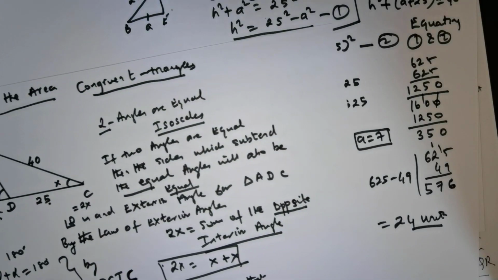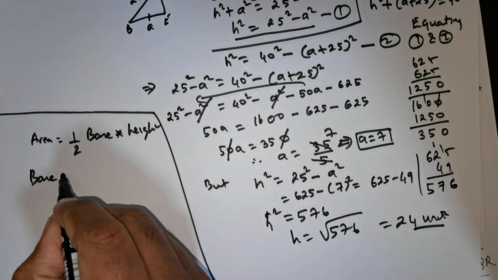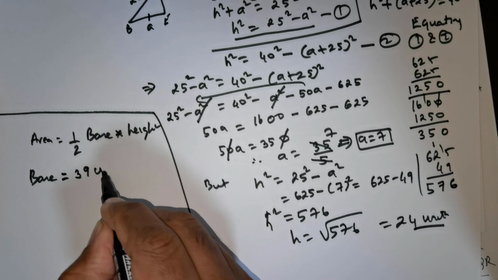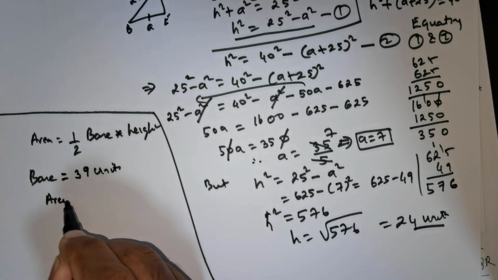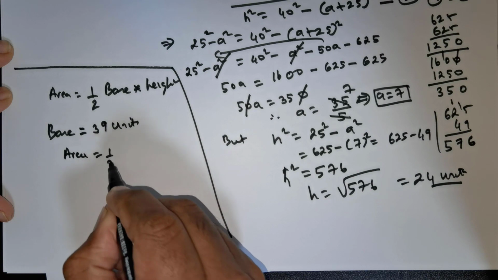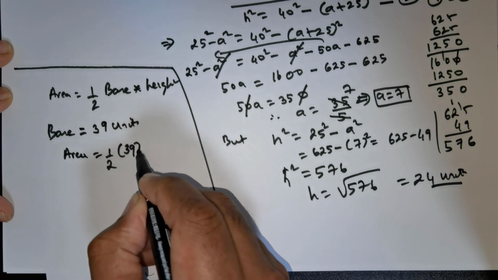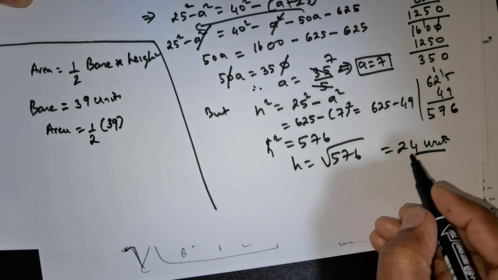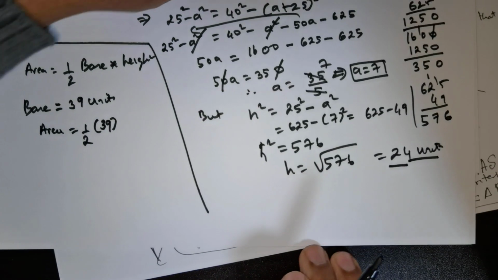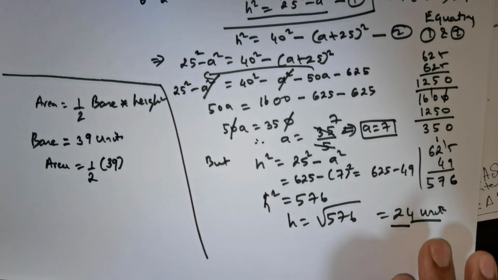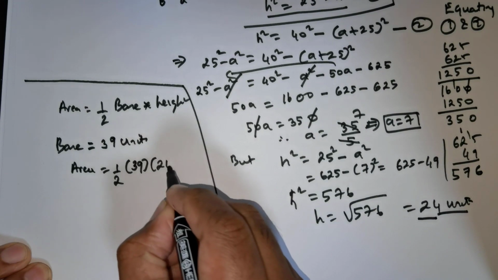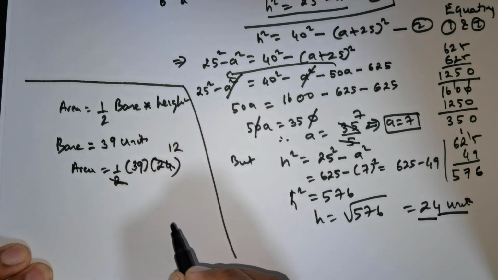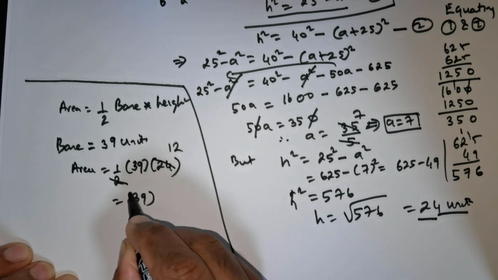So let me go back to the problem, or I should say to the working. So base is equal to 39 units. So therefore the total area of the triangle is half times base, which is 39, and my height. What is my height? My height is found to be 24. So let me place that. So that is nothing but 24. 2 divides 24 12 times. So I now have 39 multiplied with 12.